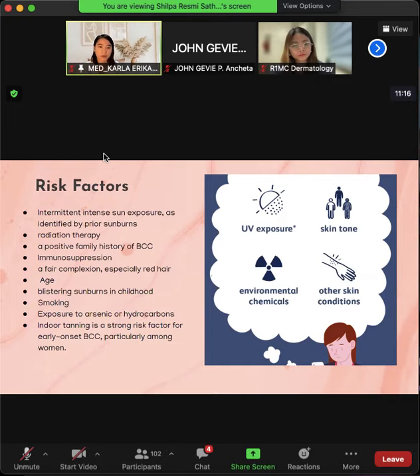So arsenic is a toxic metal, and it is found widely in the environment. So everyone will have some exposure to arsenic as it is widely in the environment. But some people may have higher exposure if they drink contaminated well water or have a job that involves producing or using arsenic, like glass making, mining, etc. So they have an increased risk of having BCC. And the next is indoor tanning. It is a strong risk factor for early onset of BCC, particularly among women.